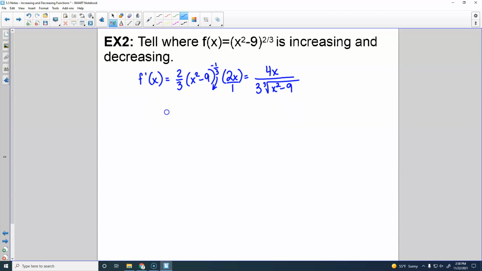The top part is going to be 4x equals 0, which is going to give us x equals 0. But critical points also happen when the denominator is 0. So we want to set the denominator equal to 0, but really it's not that bad.